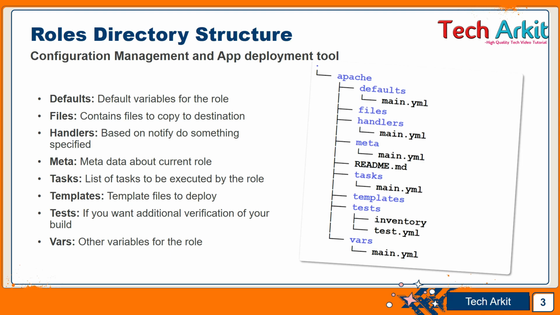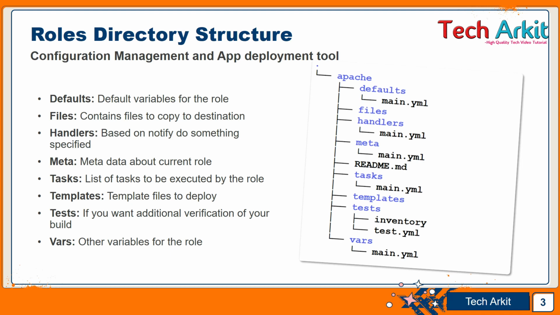Meta holds metadata about the current role: the details about what this playbook does, which Ansible version it works with, who the author is, and so on. Tasks is the main task list where you write all the tasks, in the tasks directory in main.yml. Or you can create new yml files and call those yml files from main.yml, so that way the tasks can also be executed.